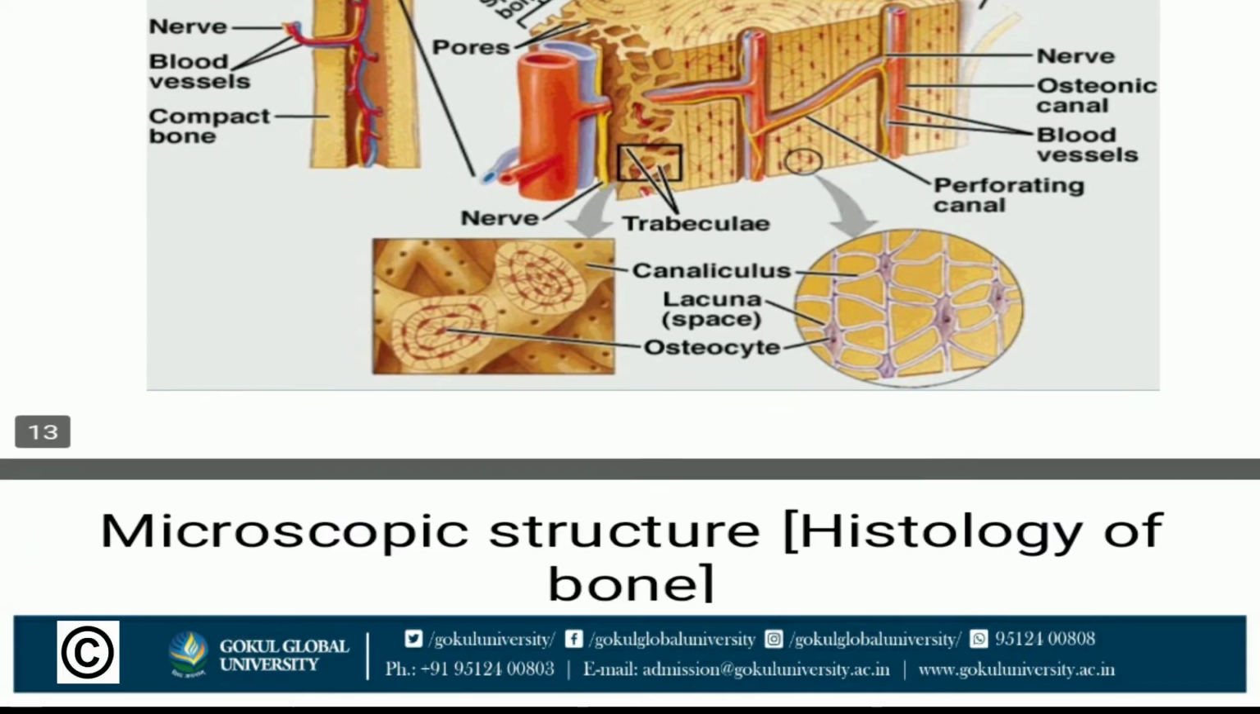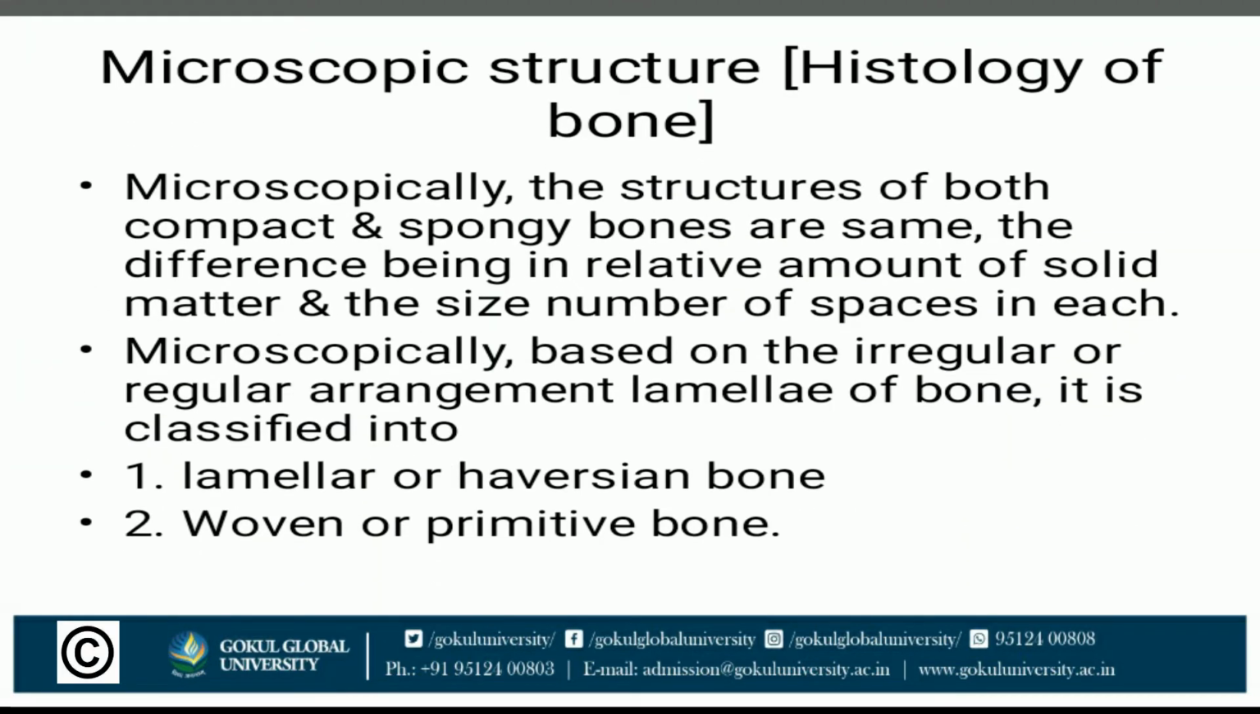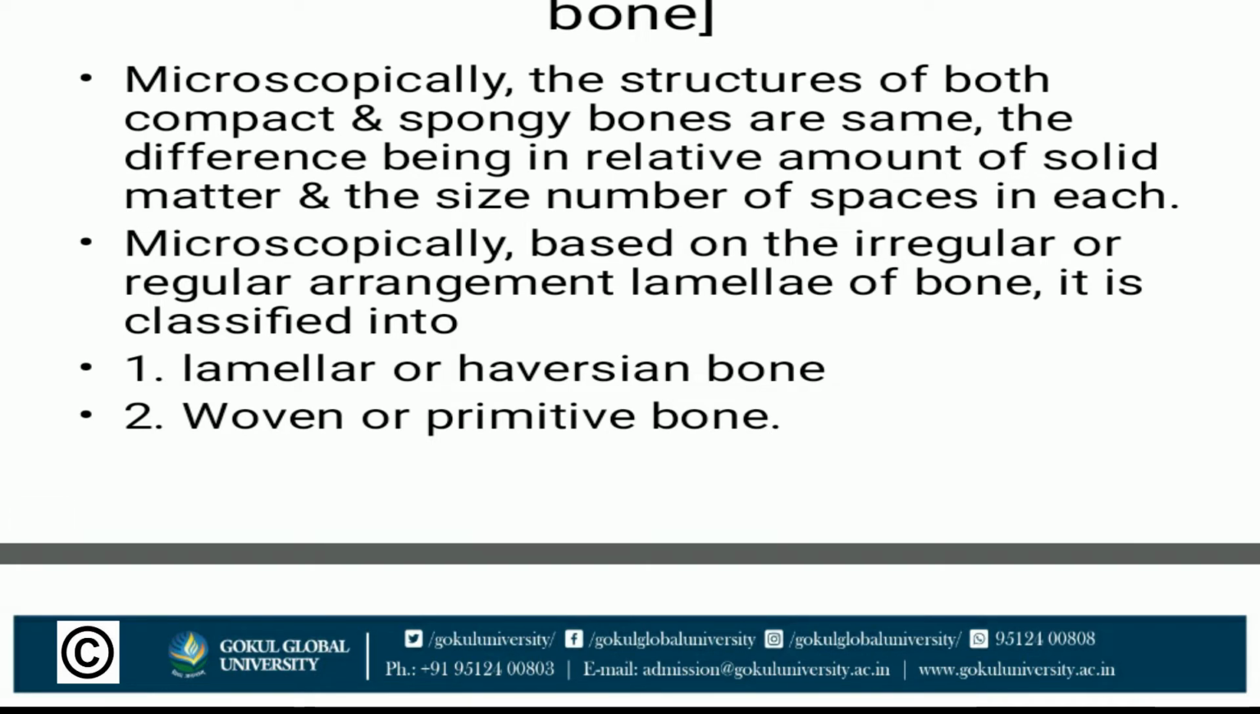Now we will deal with the microscopic structure of bone, or histology of bone. Microscopically, the structures of both compact and spongy bones are the same, the difference being in the relative amount of solid matter and the size and number of spaces in each. Microscopically, based on irregular or regular arrangement of lamellae of bone, it is classified into lamellar, that is Haversian bone, and woven or primitive bone. Lamellar and woven bone we have also discussed in osteology.